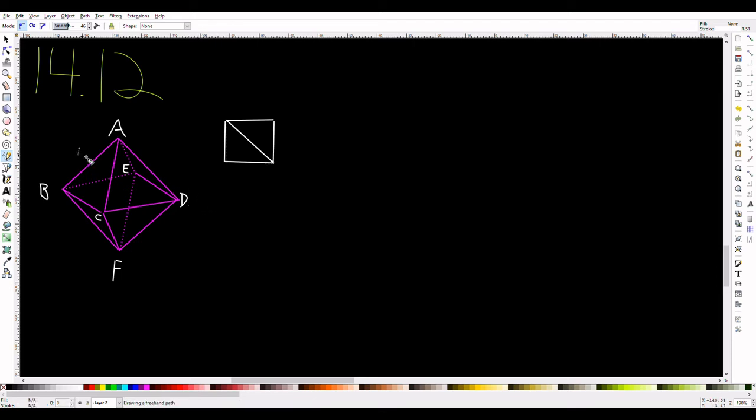We know that AB is 4, and therefore all of these other edges are 4. So this is 4, it's a 4 by 4 square. What's the diagonal of a 4 by 4 square? Ooh, the gears are turning. It's an isosceles triangle. 4 square root of 2.